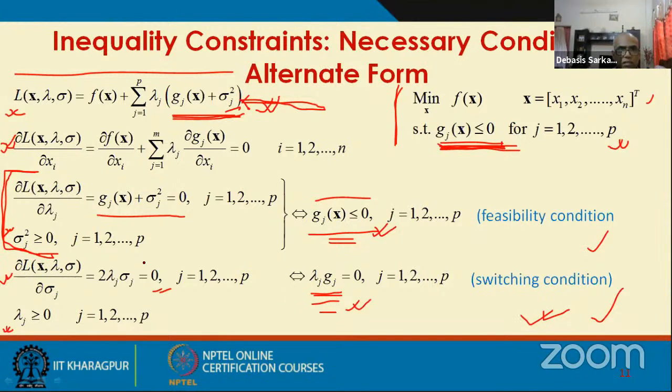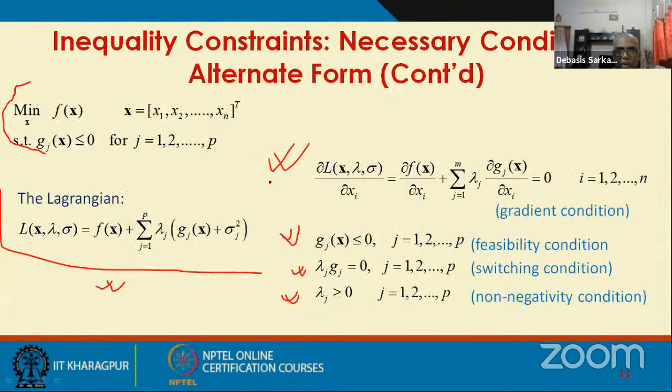But note that these derivatives and these derivatives are incorporated in these two. So here you need only the partial derivative of the Lagrangian with respect to the decision variable x.